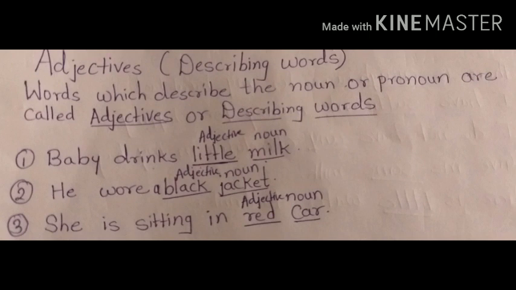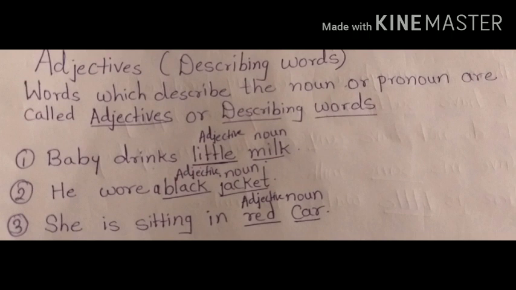Let's see the second example. He wore a black jacket. So in this sentence, what is the noun? Here the noun is jacket. But how is the jacket? The jacket is black in color. Black describes the noun jacket. So here black is an adjective. Adjective is always placed before the noun.